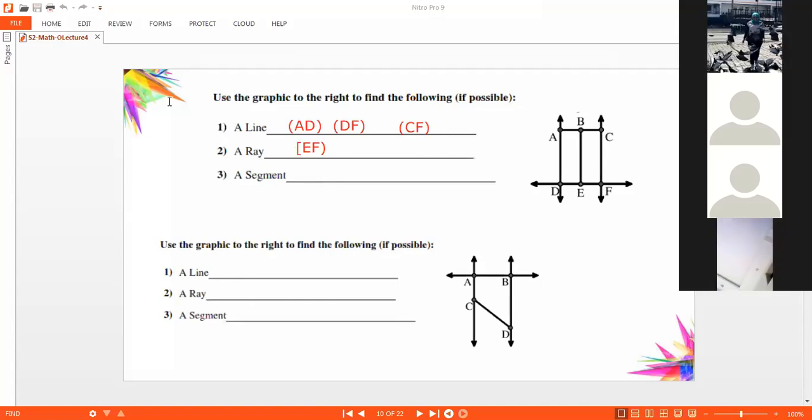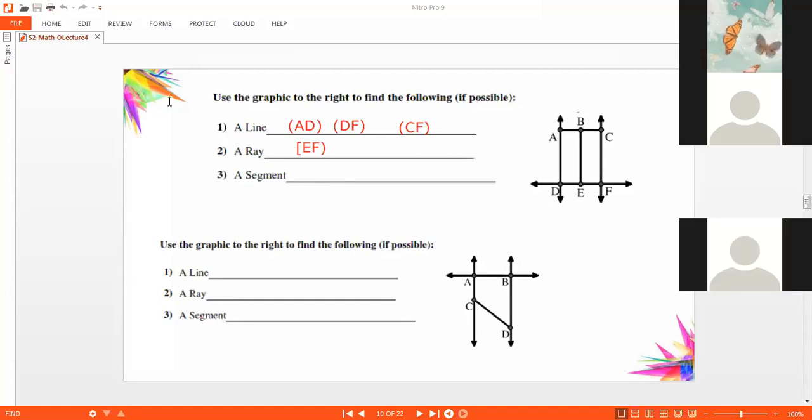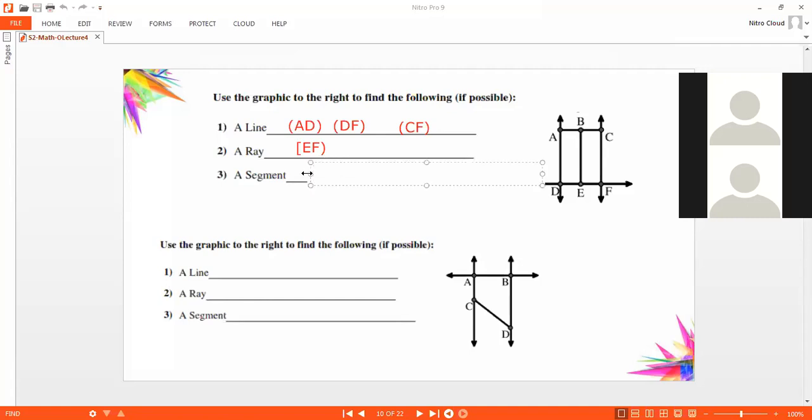Now I want Amal. Yes. Amal, can you give me a segment? A and C. Bravo, miss. A, C is a segment because it's closed on A and closed on C.